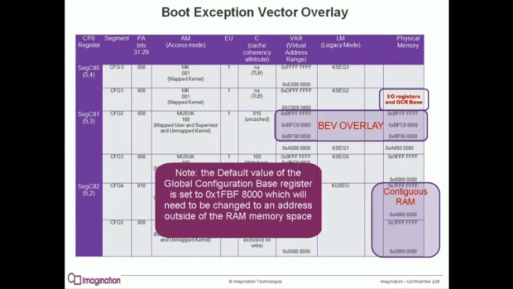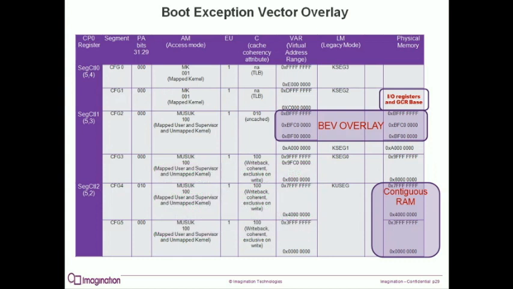Note the default value of the global configuration base register is set to 1FBF8000. This will also need to be changed to an address outside of the RAM memory space. Also, the I/O registers and the GCRs can be located within the BEV overlay region, which is preferred because it is guaranteed to be unmapped and uncached.